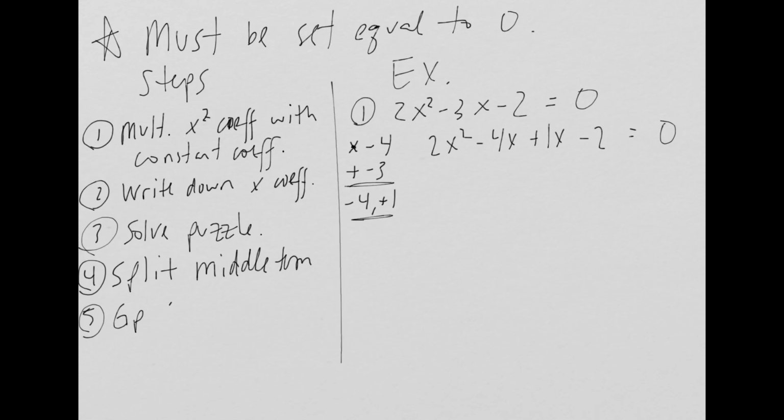Step 5, we're going to group and factor. So when I say group, I mean this. Take your first two terms, group them, take your second two terms and group them. Look at those first two terms. What can I factor out of them? Well, definitely a 2 and also an x. So if I factor out a 2x, what do I get? Well, from the first time I get a leftover x, and then a minus 2 from the second one. Now look at my second two terms. What can I factor out? Well, nothing, so a 1.